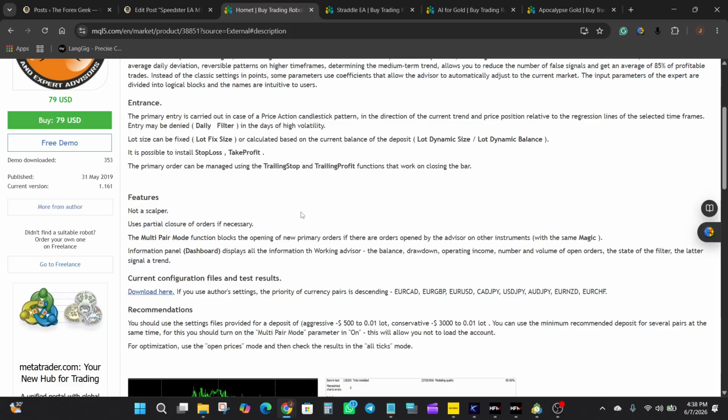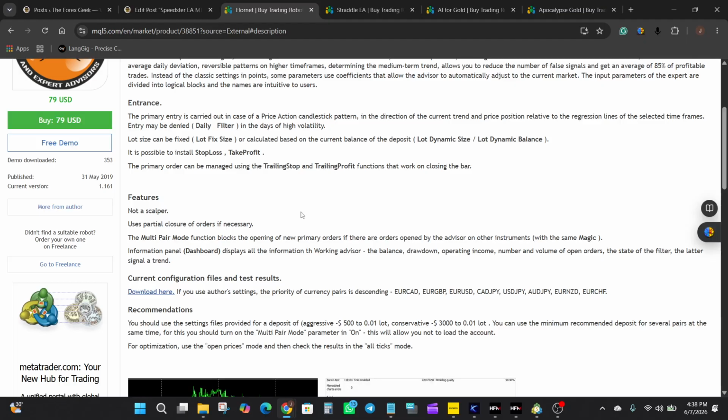Now, one thing worth noting is the multi-pair mode feature. This essentially prevents the EA from opening new primary trades on other instruments if it already has active trades running under the same magic number. That helps reduce overexposure when running multiple charts at the same time.